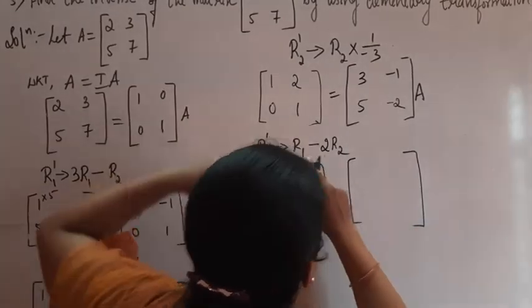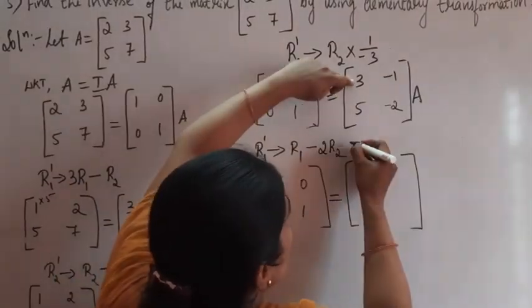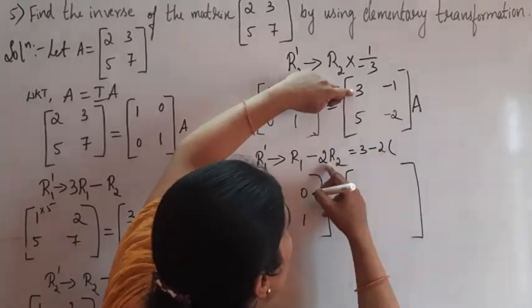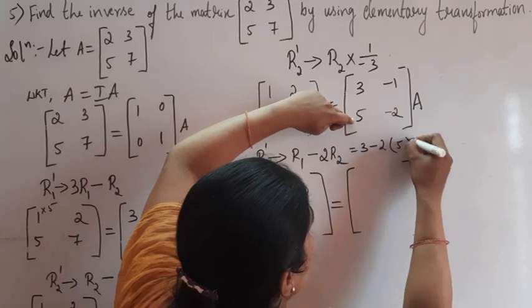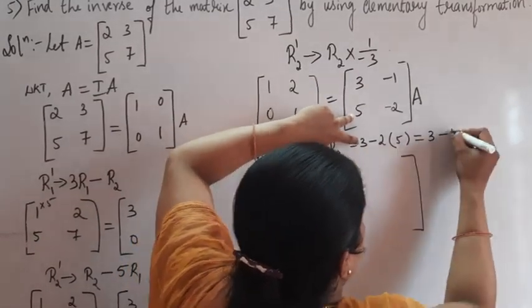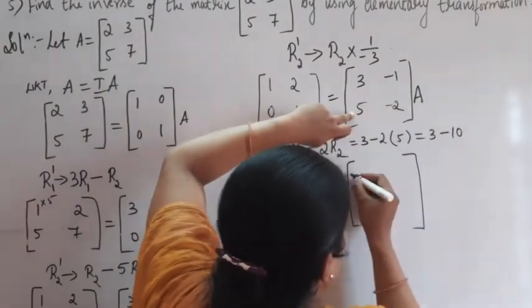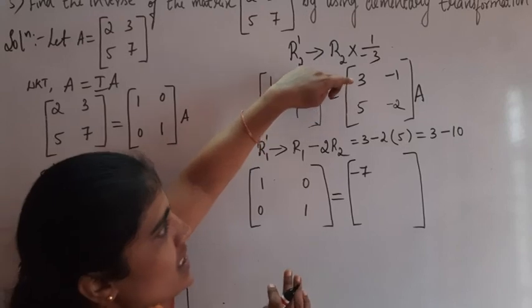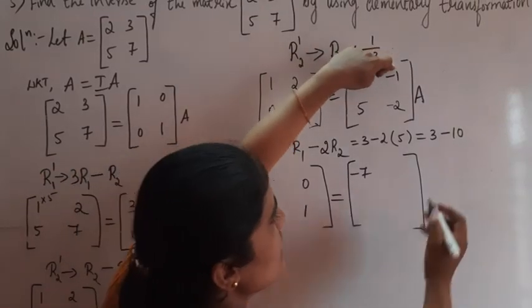apply for R1. What is R1 here? So the first element is 3 minus 2 into R2. The corresponding R2 is 5. Here 3 minus 2 5s are 10. What is 3 minus 10? It is minus 7. Okay, first row first element is completed. Let us move on to the second element.